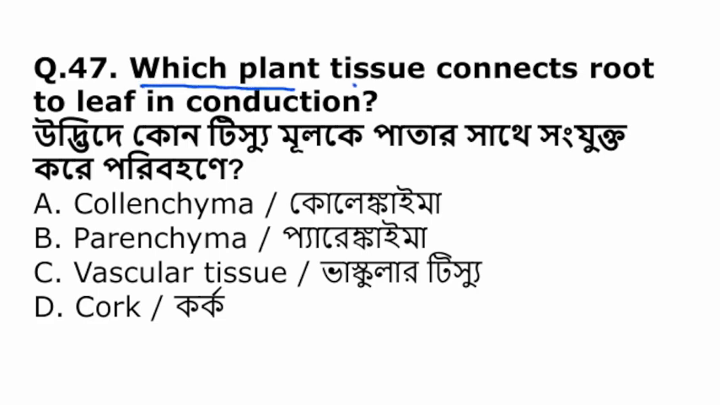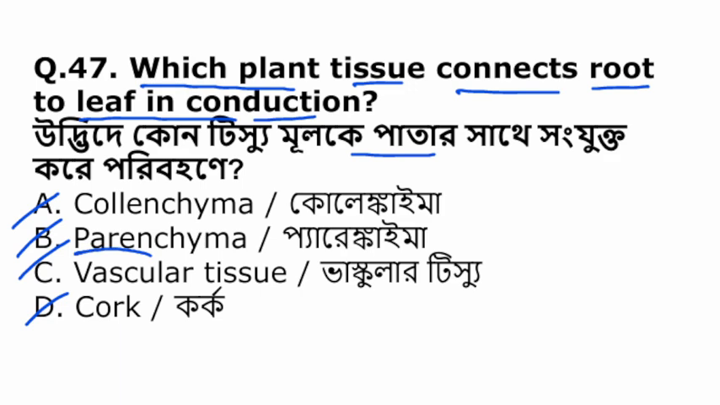Which plant tissue establishes the connection from root to leaf? Collenchyma, parenchyma, vascular tissue or cork. So among them, the vascular tissue forms the connection between root and leaves.